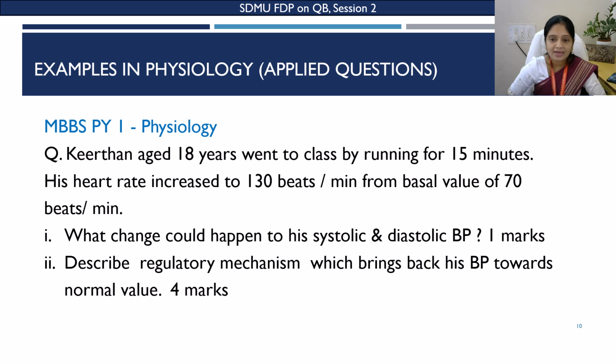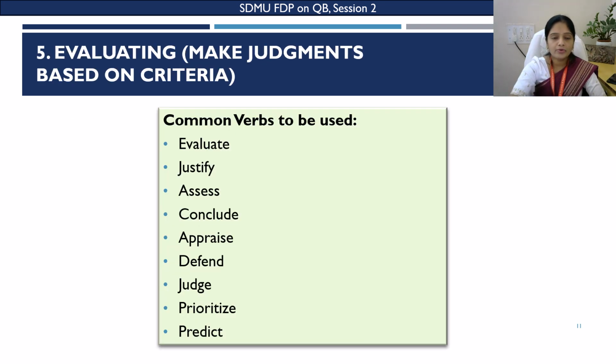Describe the regulatory mechanism which brings back his BP towards the normal value. So students should know what that regulatory mechanism is which is bringing it back; then only can they answer. So we can design such kinds of applied questions to ask for level 3 and level 4 of Bloom's taxonomy.